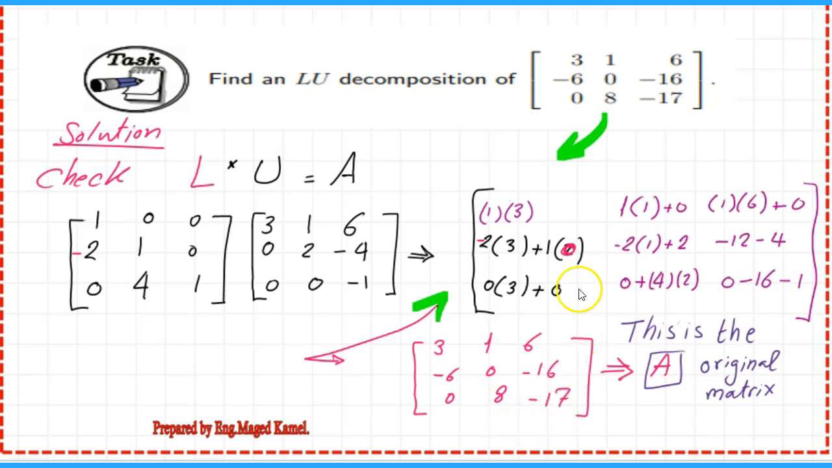This is the original matrix we compare. 3, 1, 6, minus 6, 0, minus 16, 0, 8, minus 17. This is matching with the original matrix. It means that our derived element values for L and U are correct.